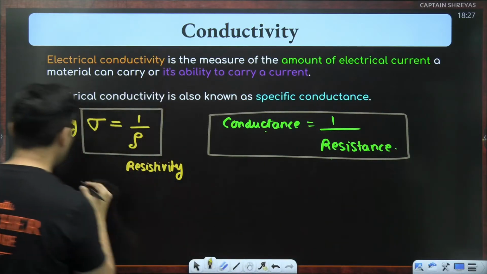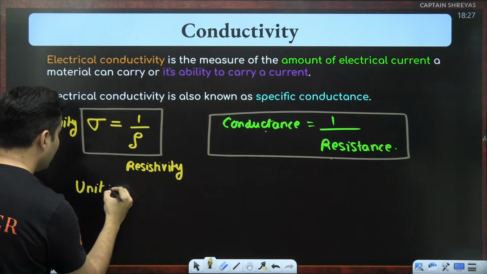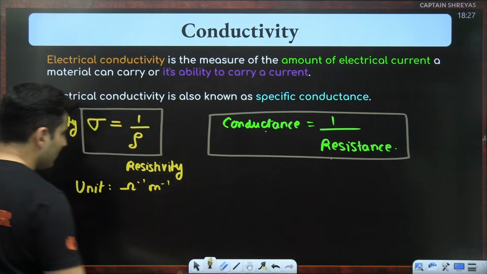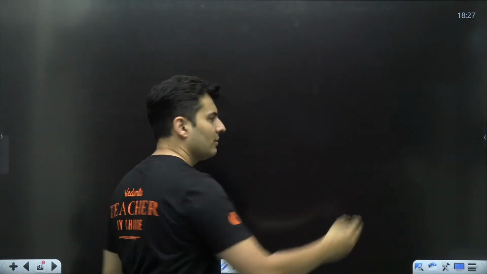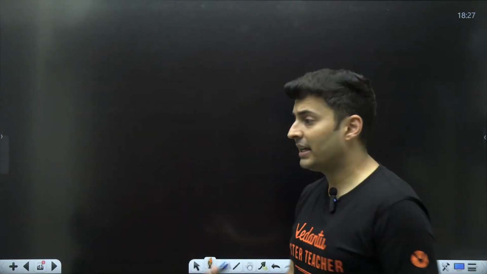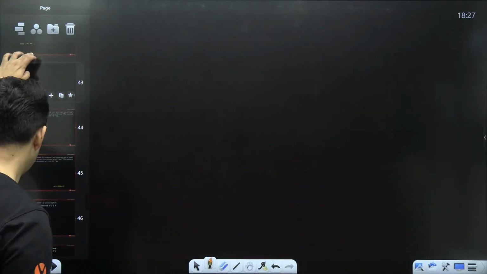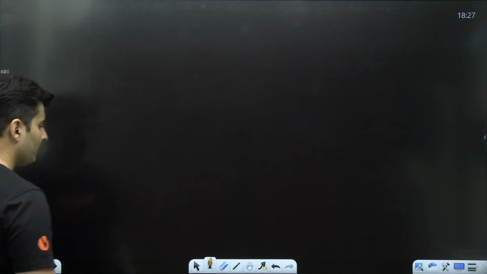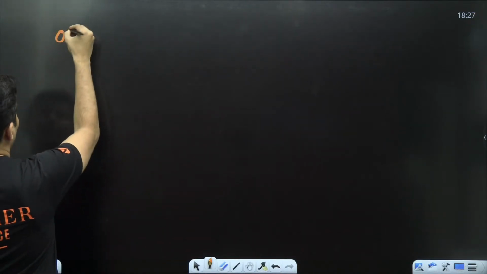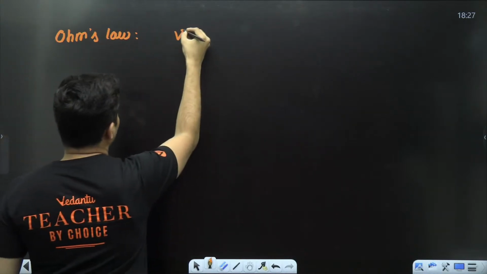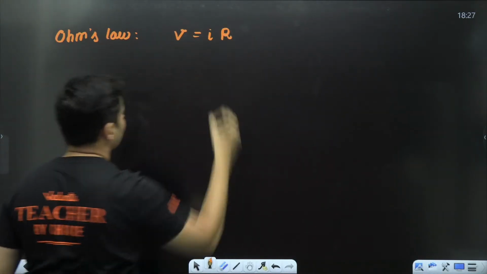Obviously, in this case, the unit will be, because the resistivity was ohm meter, this will be ohm inverse meter, as simple as that. Now there is one last relationship over here which you should also know for finding electric field and relating it with conductivity, etc. In fact, I think, yeah, we are directly starting off with problems. See, as per Ohm's law, voltage was current multiplied by resistance.